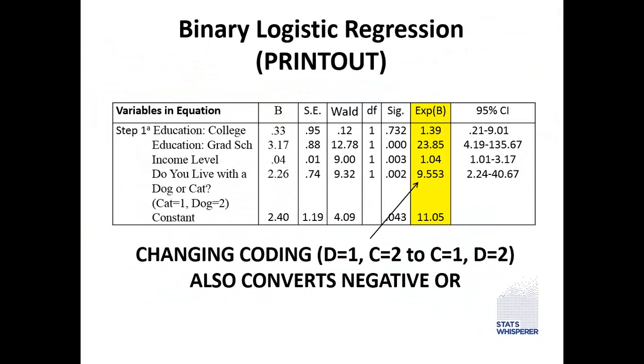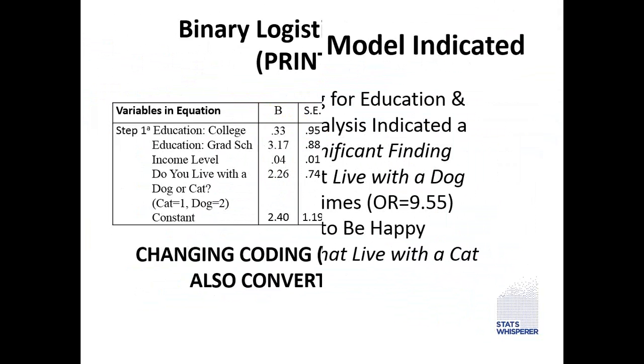So you can also do this if you change the coding. Initially we had dog as 1 and cat as 2, but if we made cat 1 and dog 2, we changed the coding, you would also get the same conversion. Right? So you see here, when cat is made 1 and dog is 2, the odds ratio now is 9.55 in the actual output. Right? So what does that all mean?